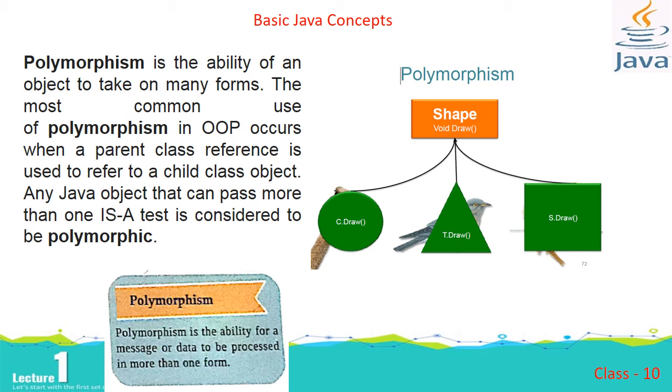So depending upon the shape, we have the different shapes. I used the word shape only. That is an example of polymorphism. So this is all about the concepts of object oriented programming.